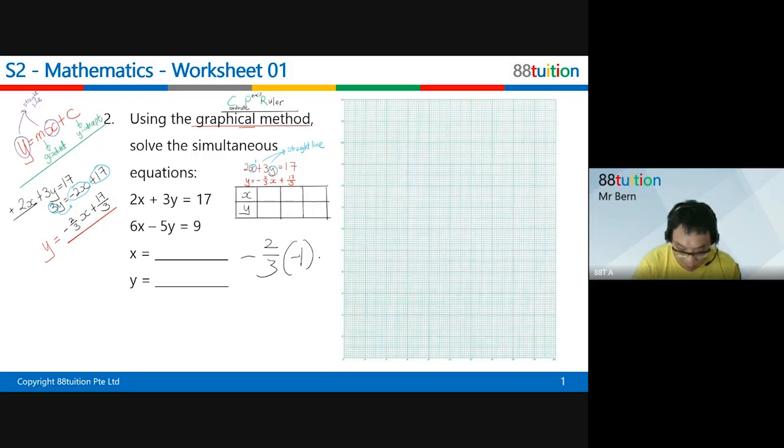Plus 17 over 3. You press equal. It will give you 19 over 3. Over 3, very hard to draw the graph. You want to try to have a whole number.